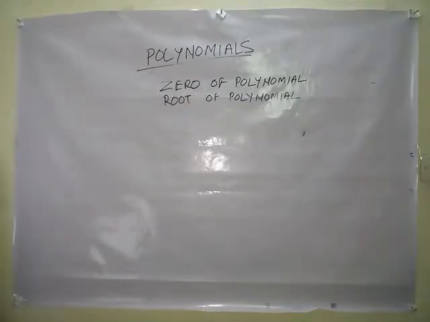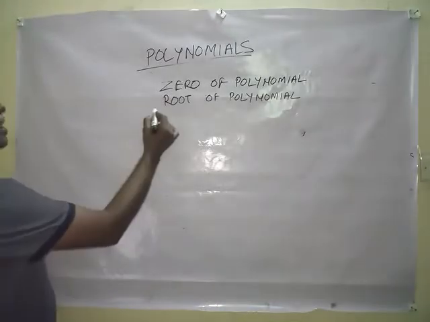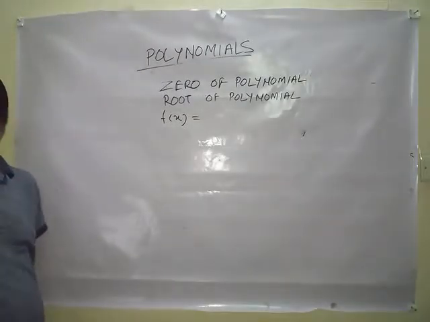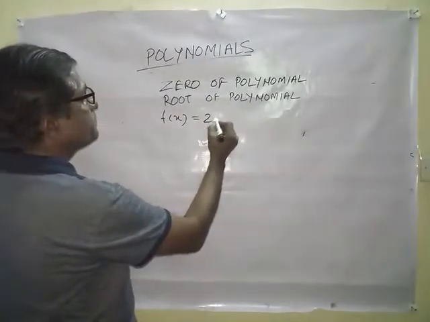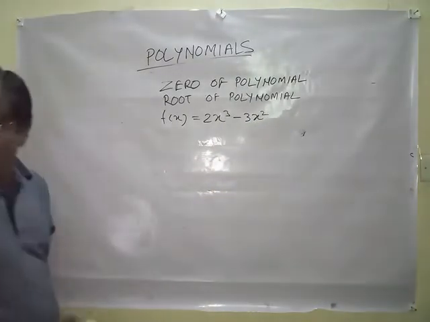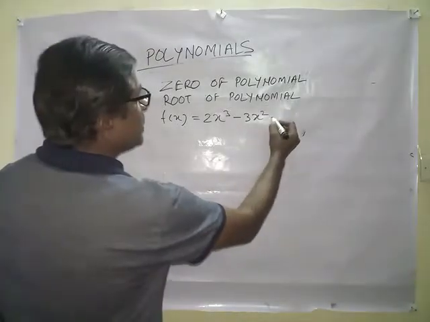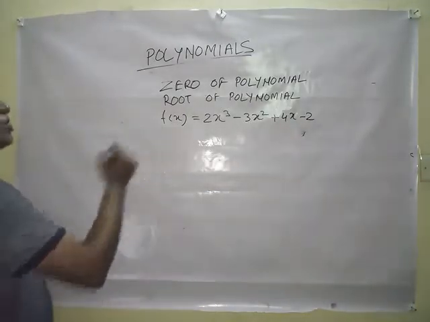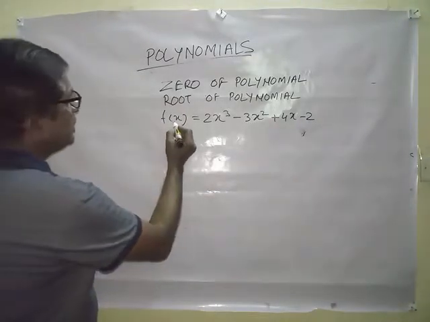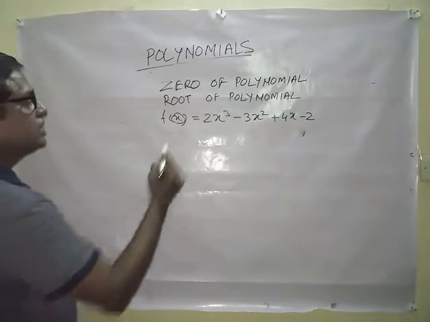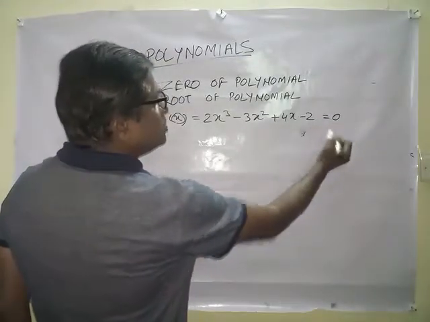Say you got an equation which is f(x) is equal to 2x cube minus 3x square plus 4x minus 2. The zero of the polynomial, or root of the polynomial, is the value of x which you replace in this equation, and this equation should equal 0.